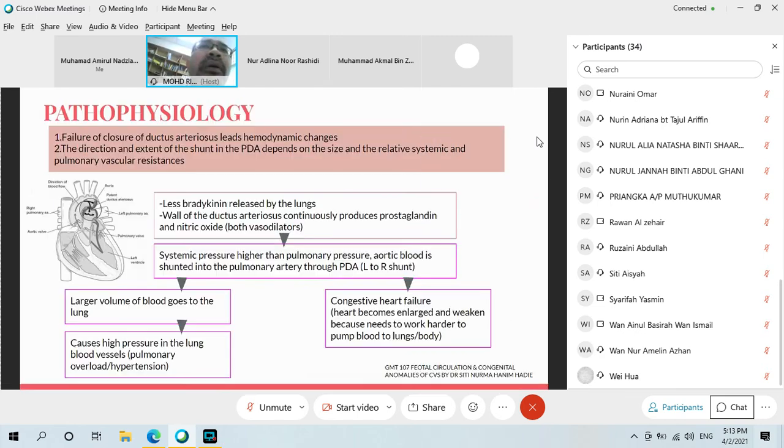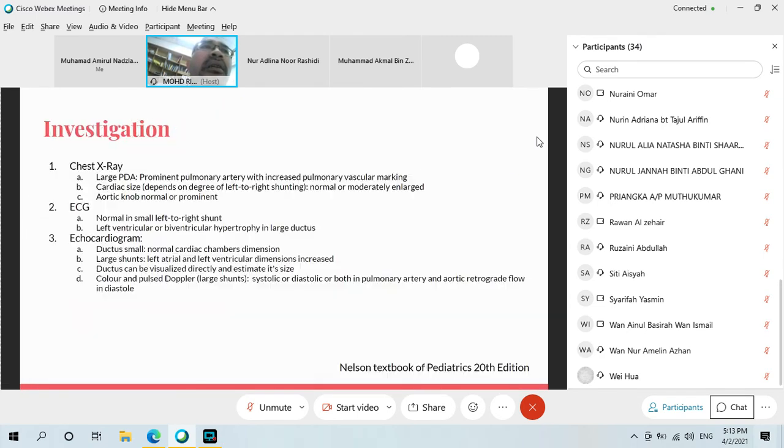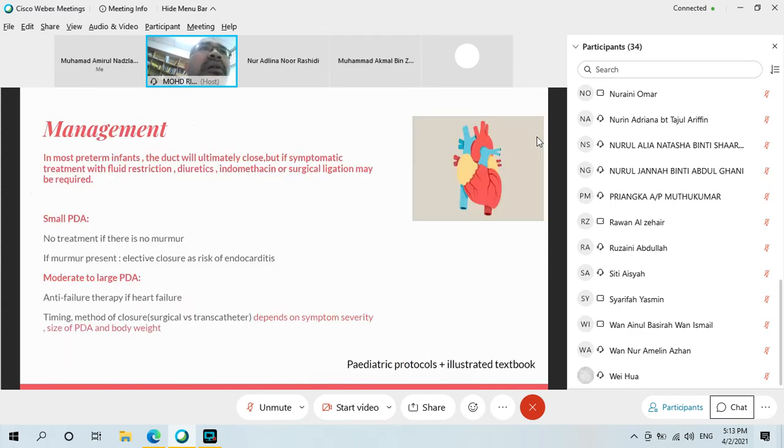Next. Okay, this one again. Next. Next. I think I went to the outline of management. Next. Okay, this one. Okay. So this one, the in preterm. Something sikit. Can you allow me to annotate it?